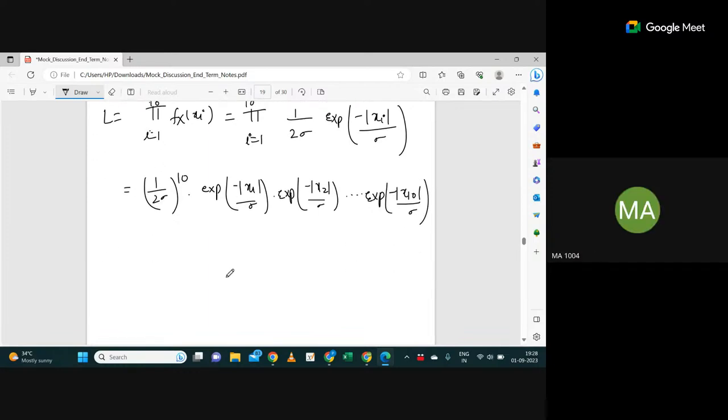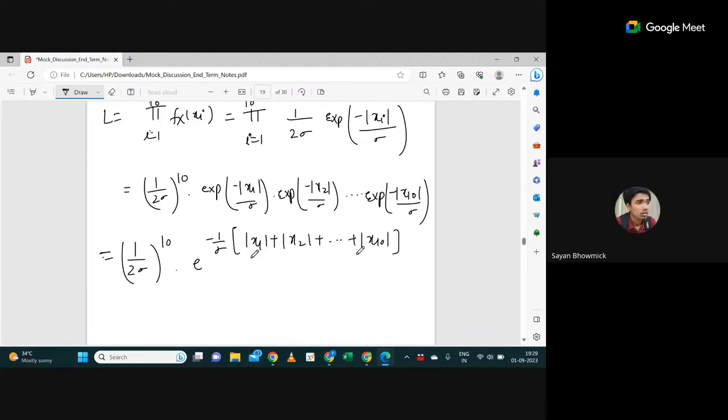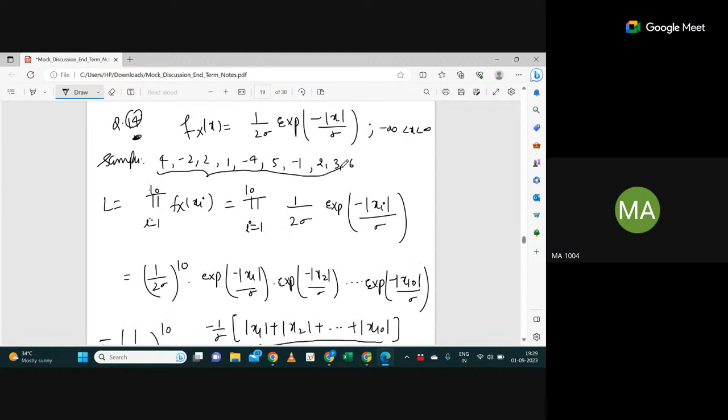Now, it will be 1 upon 2 sigma raised to power 10 into e raised to power, or I can take minus 1 by sigma common, right? So it will be mod of x1 plus mod of x2 plus so on plus mod of x10, right? We have to add all the values, but here is a minus, but we are using the mod sign, that means it will be positive, right?